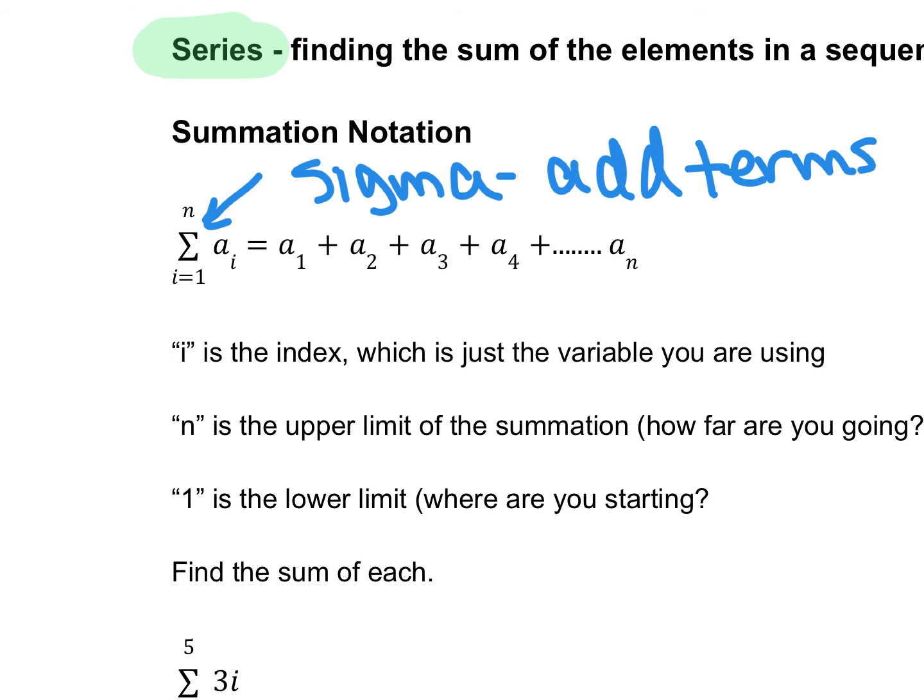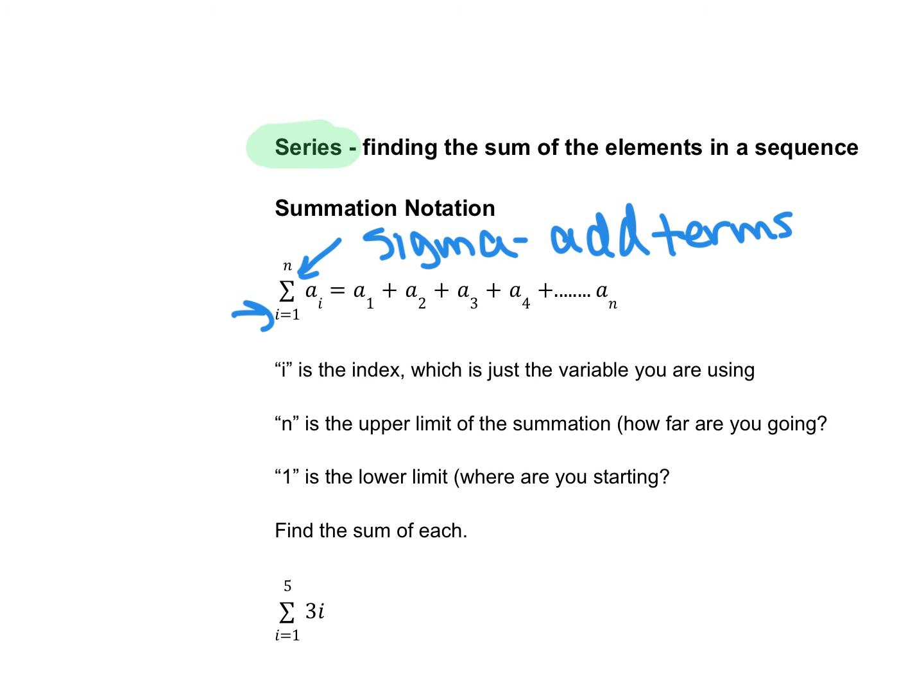When you see it, we also did this in Algebra 2. I on the bottom is the index, which is just the variable you are using. That variable can be any variable you want. It doesn't have to be I, it could be X, it could be A. Those are some of the common ones. So I is the variable you are using, and then N is the upper limit.